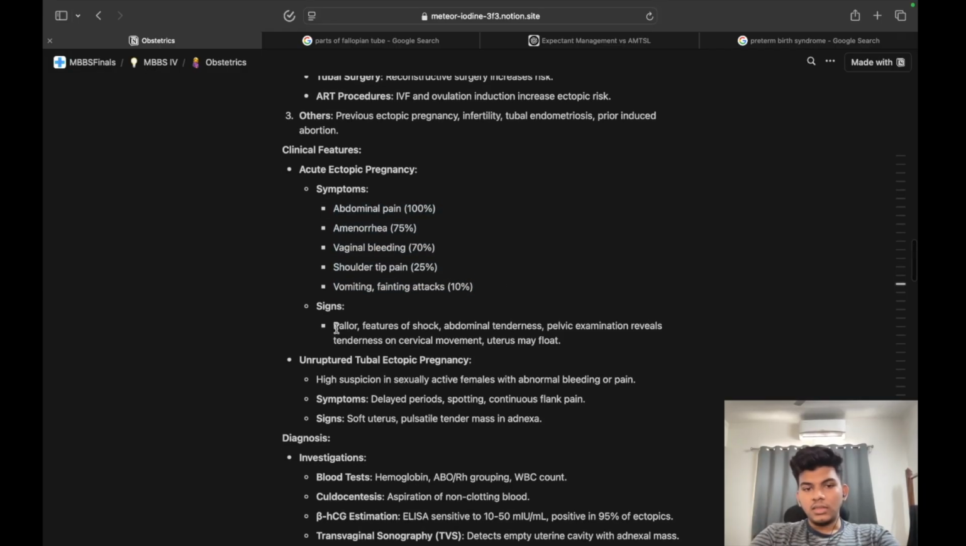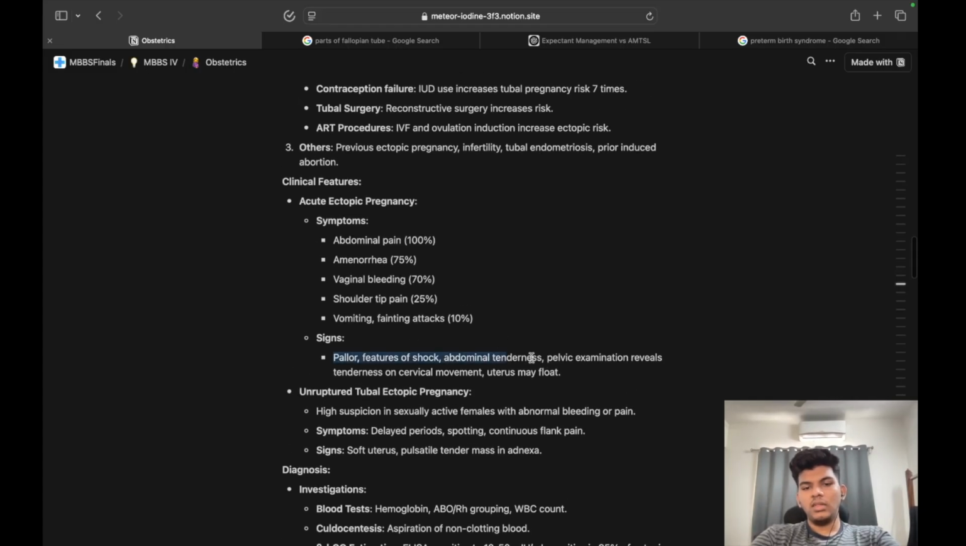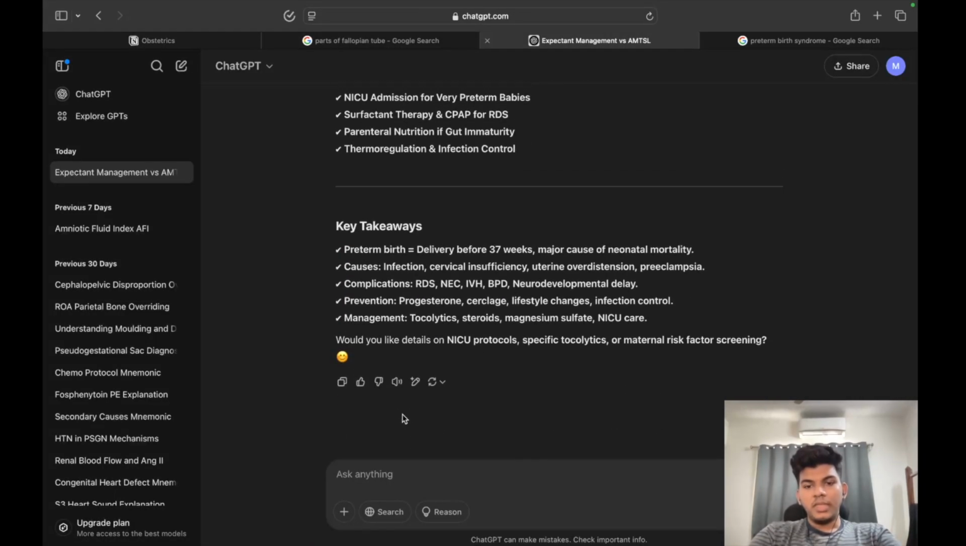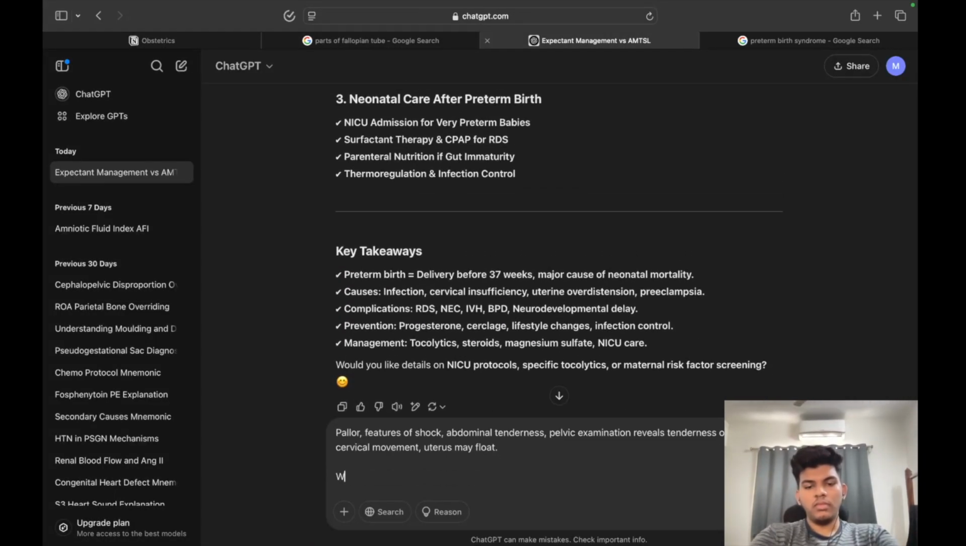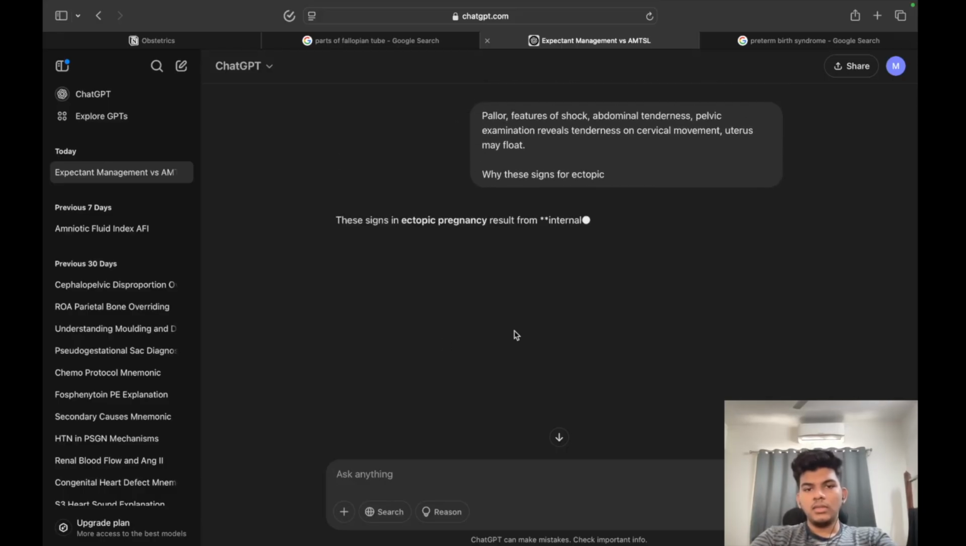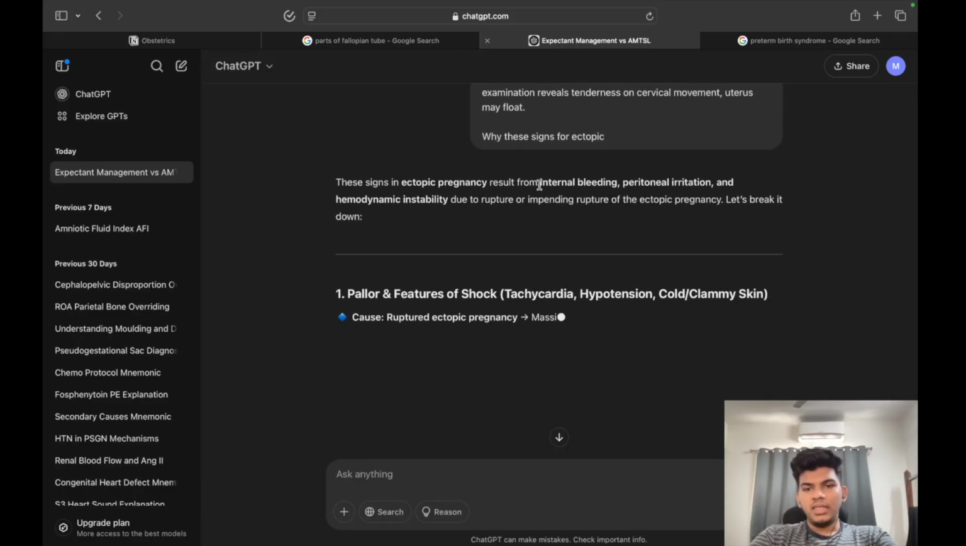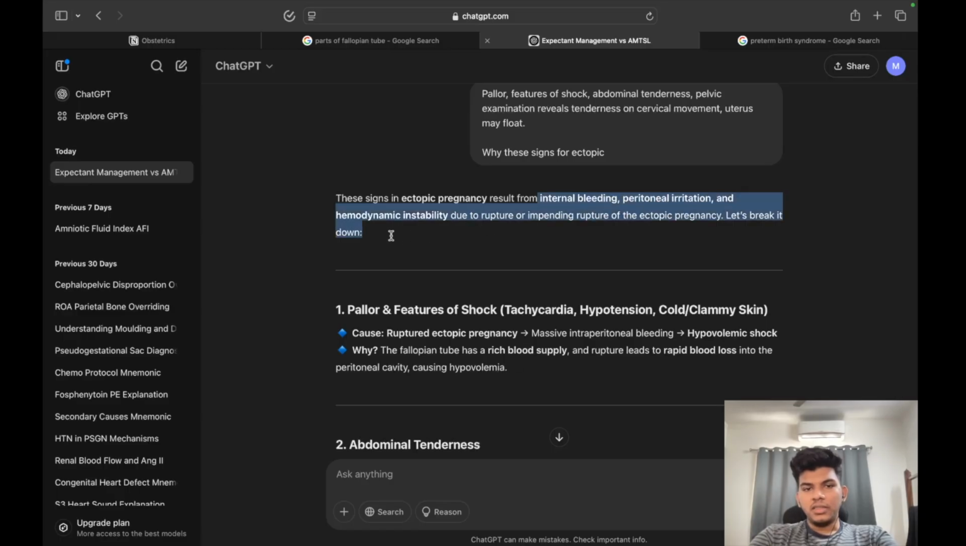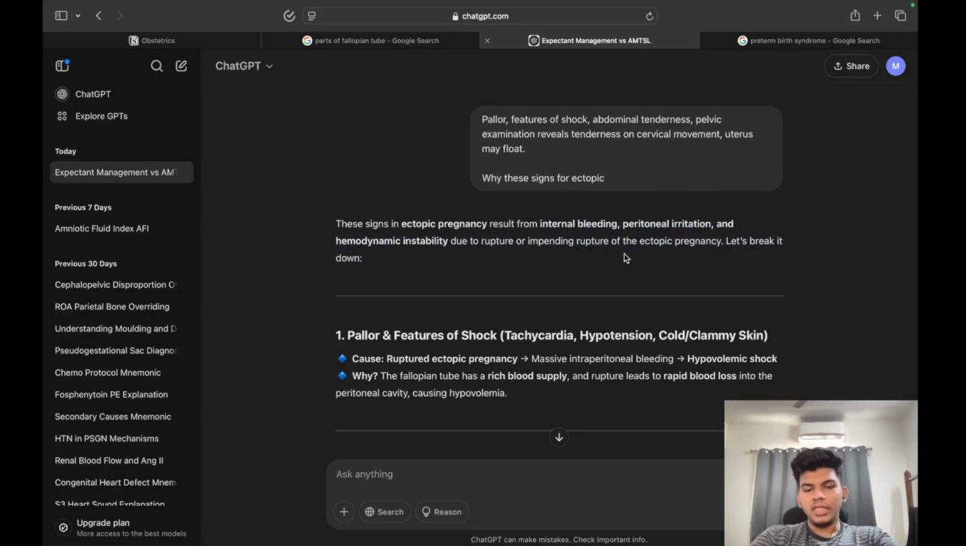Next, coming to the signs: pallor, features of shock, abdominal tenderness, and pelvic examination reveals tenderness on cervical motion, and the uterus may float. So let's take a look at the explanation for the signs. Why these signs for ectopic? Internal bleeding, peritoneal irritation and hemodynamic instability.